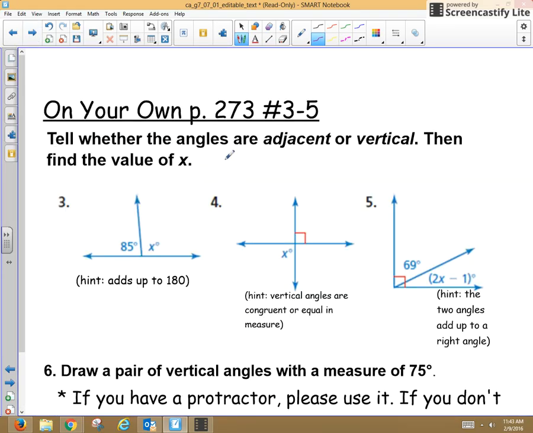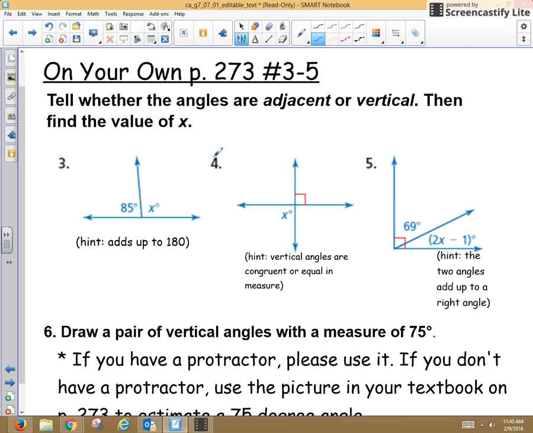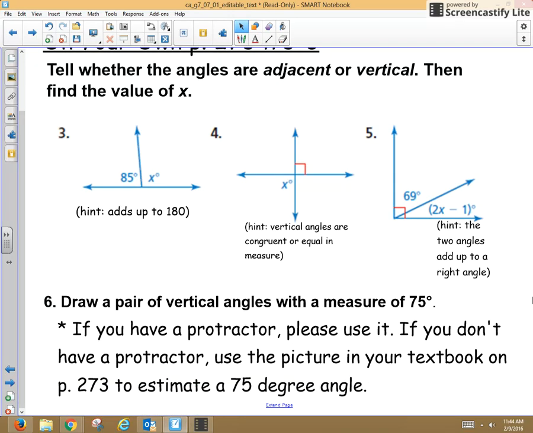Now, I would like you to try on your own on page 273, numbers 3 through 5. I'm sorry, and then I want you to try number 6 as well. So let's make that 3 through 6. For 3 through 5, tell whether the angles are adjacent or vertical and then solve. And I gave you hints for each of those 3 problems. For number 6, it says draw a pair of vertical angles with a measure of 75 degrees. Now, if you don't have a protractor, please use your textbook.